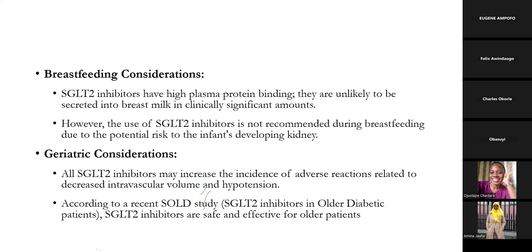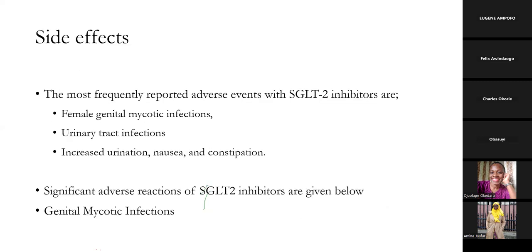The concern was also for older people because of the reduction in the intravascular volume, creating hypotension. But then the sotagliflozin trial, the SOUL study, found that they were safe and effective in older people. So we can use them.